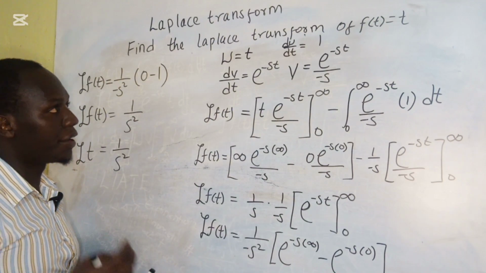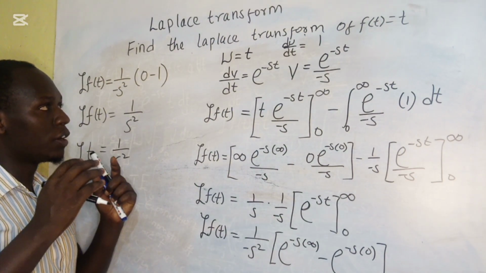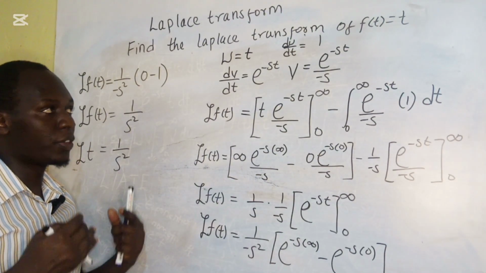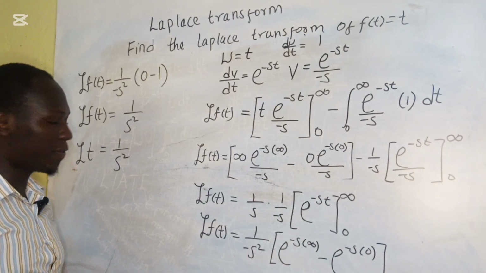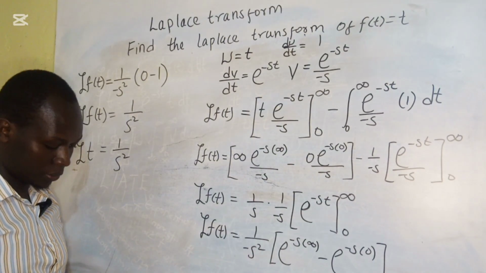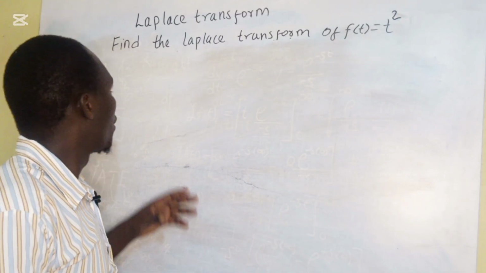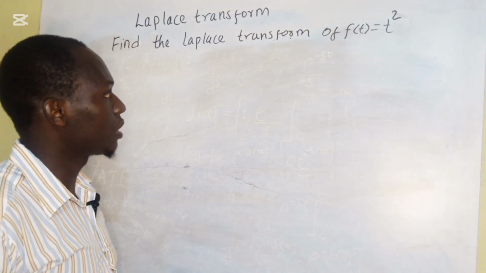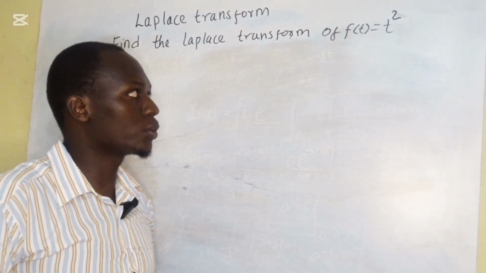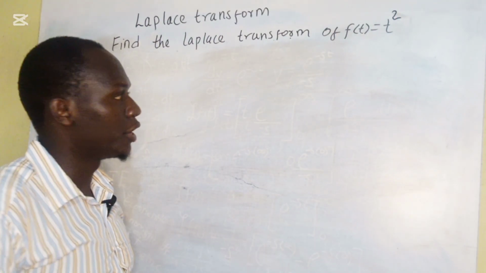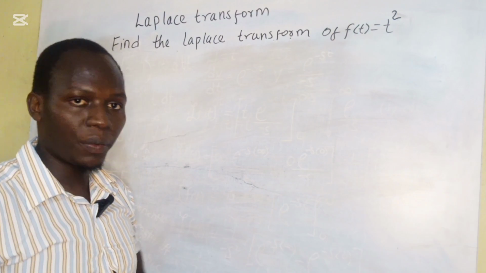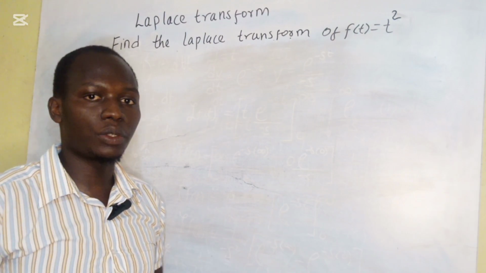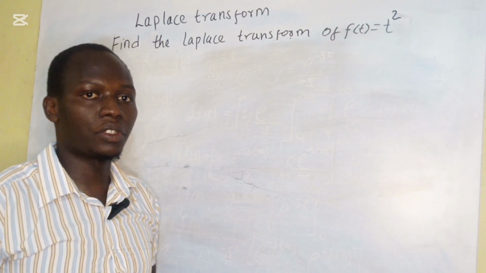Now let us discuss finding the Laplace transform of a function f of t equal to t squared and have a comparison between the two. In this session, we still want to use the first principle in finding the Laplace transform of a function f of t equal to t squared. And we all understand that when it comes to the first principle, the first thing we need to understand is the first principle formula.